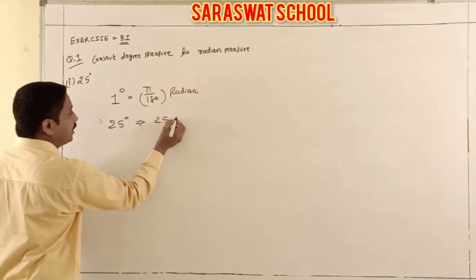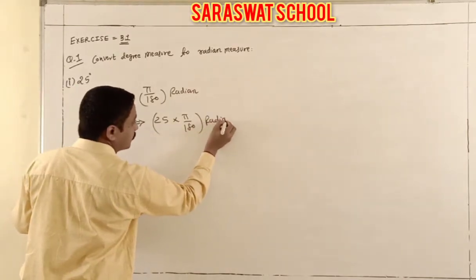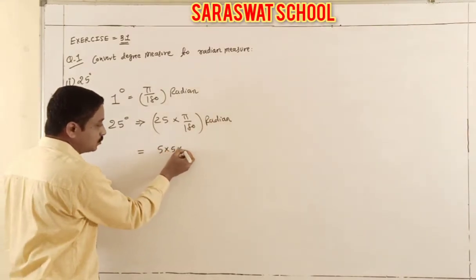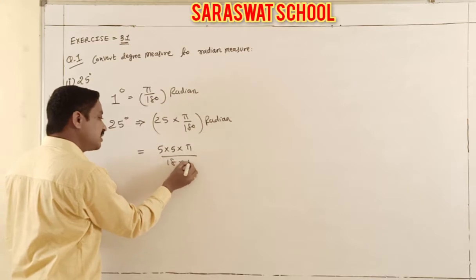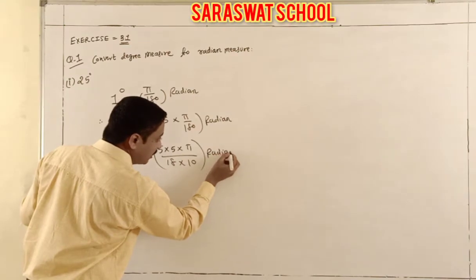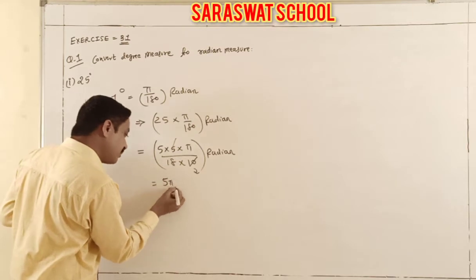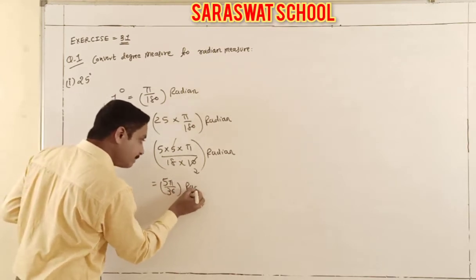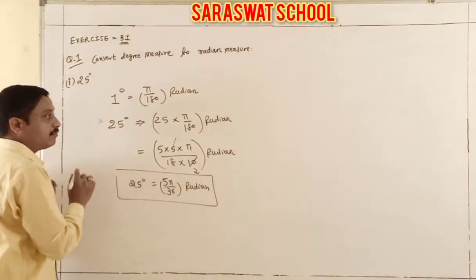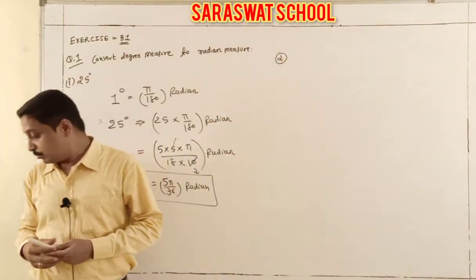So 25 degrees is equal to 25 degrees into pi by 180 radian. After some simplification, 5 fives are 25, and 18 into 10 is 180. I easily converted it to basic form. 5 times 2 and nothing else cancels. It is 5 by 36 radian. That's your answer for 25 degrees. And happily our first question is done. Now continue to question number 2.